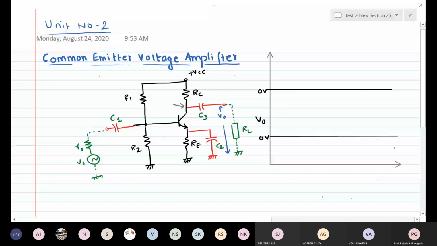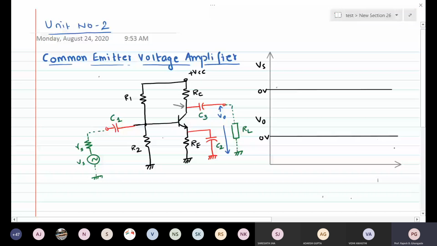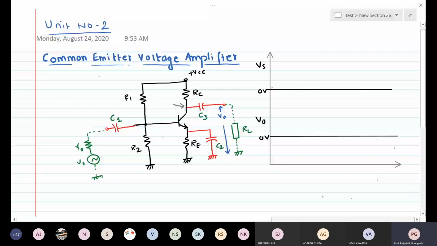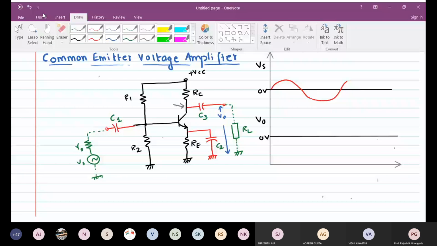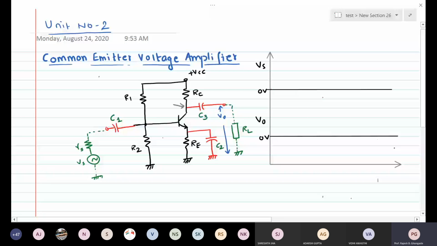Okay, right. So if your input is like this, oh God, drawing is getting worse every day. Okay, now in that case, let us have a look at what is the output.